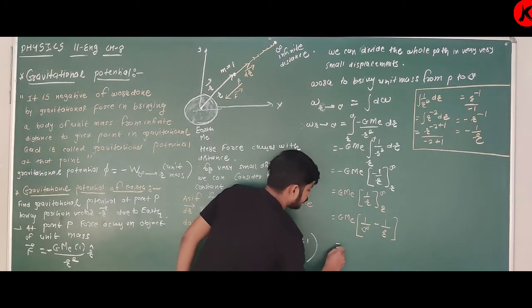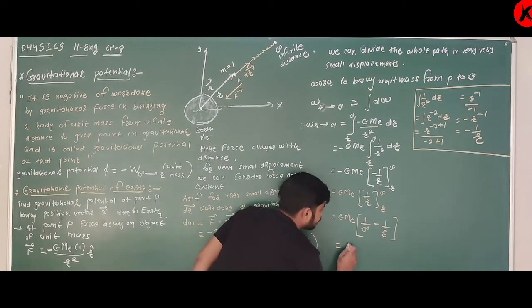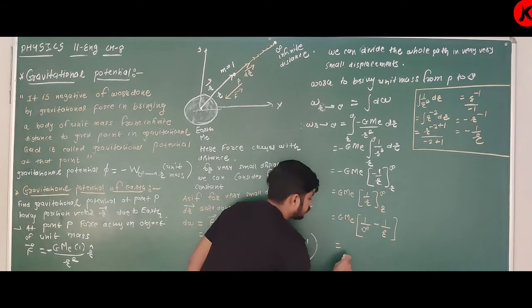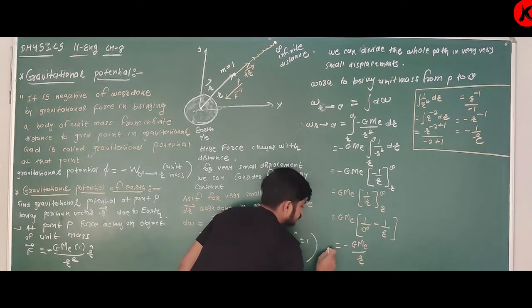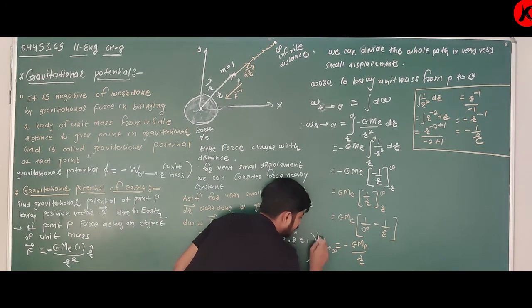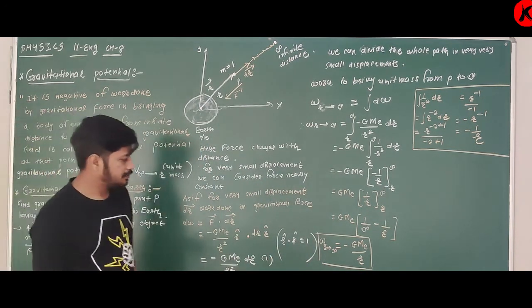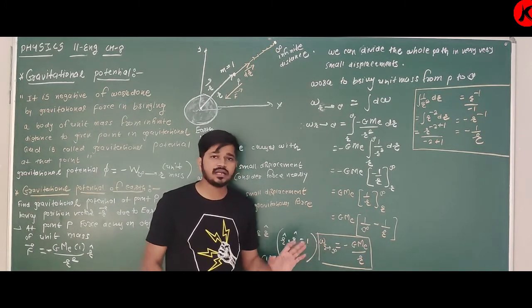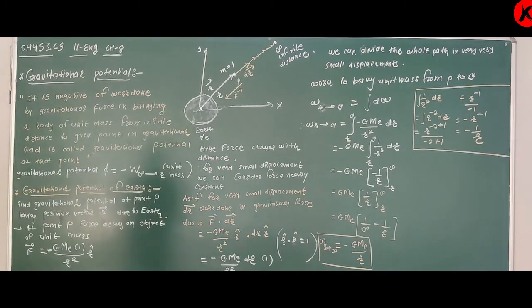So yes, here it is GME, 1 upon infinite minus 1 upon R. 1 upon infinite will become 0. So it is minus GME upon R. But what is this answer? It is W R to infinite. W R to infinite is equal to minus GME upon R. Clear about this? Okay? So yes.